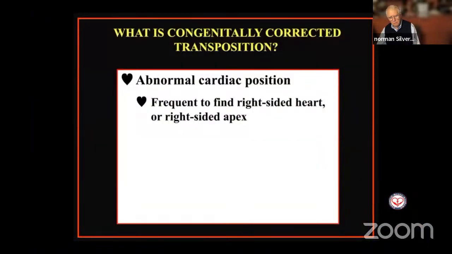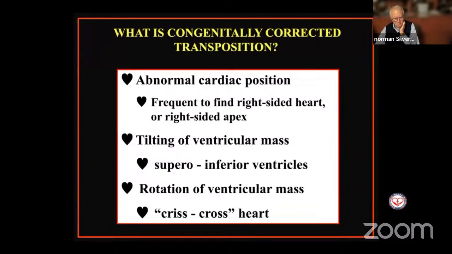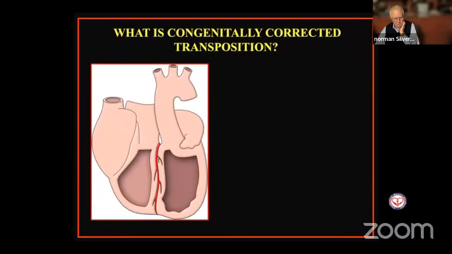There are other problems, because when we have congenitally corrected transposition, oftentimes the heart is in an abnormal position, and frequently it is right-sided with a right-sided apex. And that abnormal position can then be made worse either by tilting of the ventricular mass to give us supero-inferior ventricles, or, more importantly, by rotation of the ventricular mass. And that can create great problems because it gives us the so-called crisscross heart.